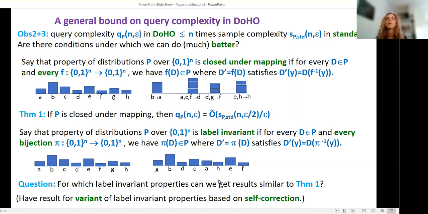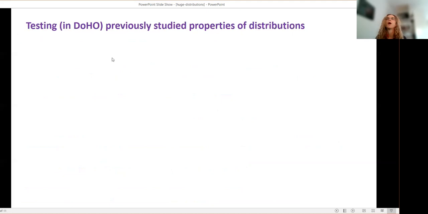And I'll just mention that we have some result for a variant of label invariant properties that is based on self-correction. I won't get into the details. You can see them in the paper itself. Okay, so we have this theorem, which is a general one. And now I want to go into some additional results about properties of distributions that have been studied in the past in the standard testing model. As we'll see, theorem one will play a role.